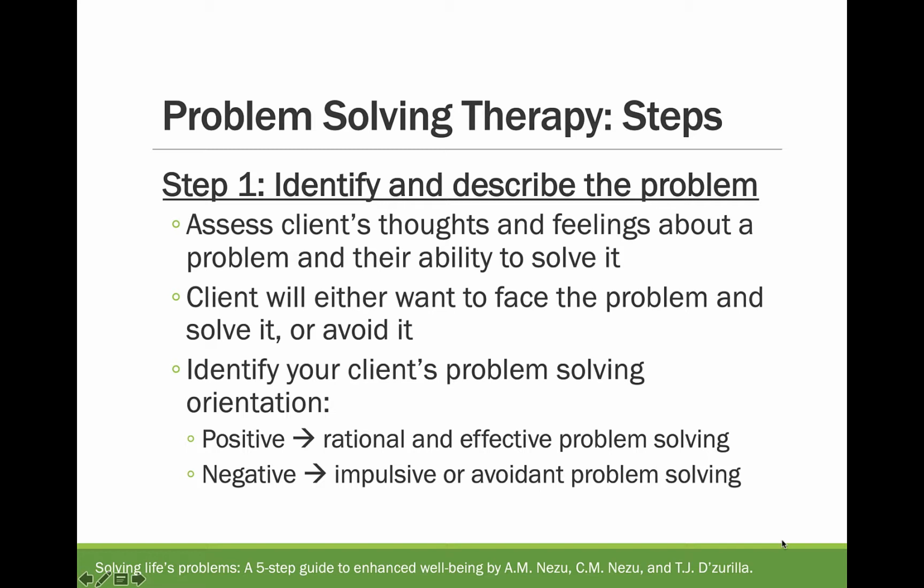Some individuals that you work with may have a more positive problem-solving orientation, meaning that they're more rational and effective in problem solving, and they just need a little help to apply it within certain situations. Other individuals may be more negative in their problem-solving orientation, meaning that they are more impulsive or avoidant when it comes to trying to solve problems. These individuals may need more time and support to develop problem-solving skills because the skills that they currently have to cope with their problems are not as effective as they could be.